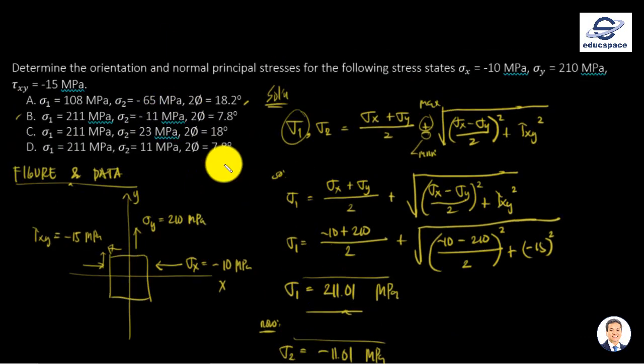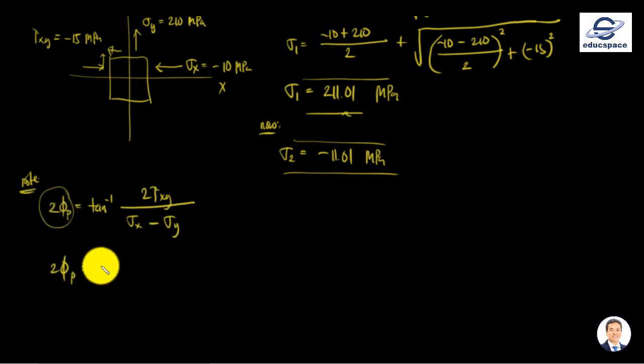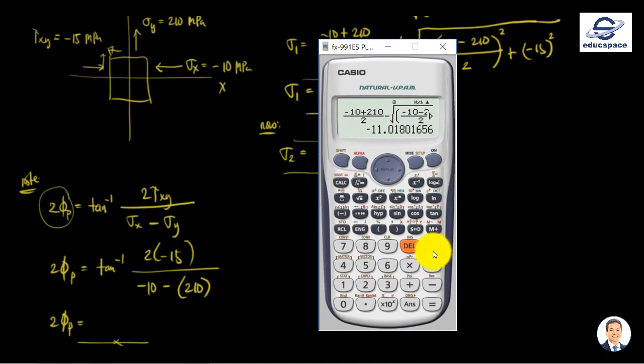But then take note, pinapahanap din yung ating orientation, and as mentioned earlier or dun sa notes natin, we have this relationship: 2 multiplied by the angle θp with respect to the plane is tangent inverse of 2 multiplied by the shear stress τxy, tapos dito sa baba is σx minus σy. So ang hinahanap dito is yung 2θp. So 2θp is tan inverse of 2 multiplied by negative 15 megapascal, over negative 10 minus 210. Okay, so this is the value of the angle or the orientation. So shift tangent, fraction 2 multiplied by negative 15, tapos negative 10 minus 210. So, equal sign, 7.76.